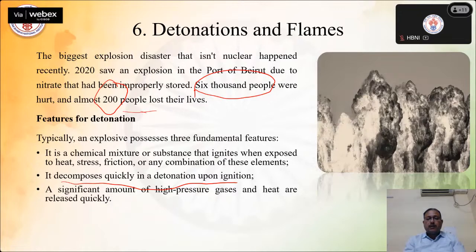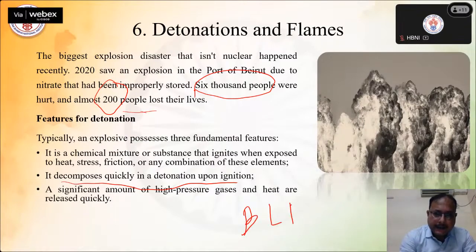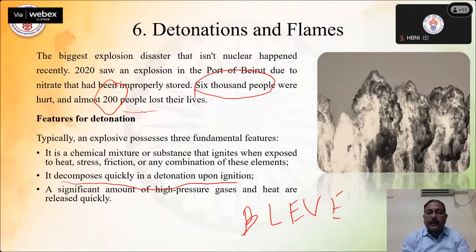If you talk about the technical term, we generally call it BLEVE. B L E V E. It is called boiling liquid expanding vapor explosion. Boiling liquid expanding vapor explosion. Boiling is liquid, plus expanding vapor is expanding and also exploding. So there are 5 terms: boiling, then liquid, then expansion, then vapor, then explosion also.